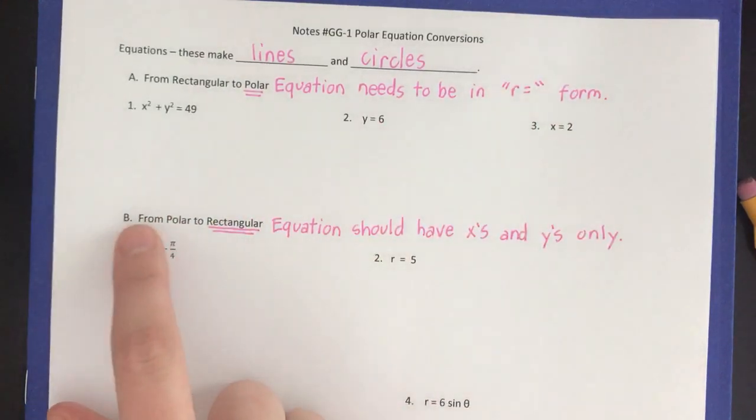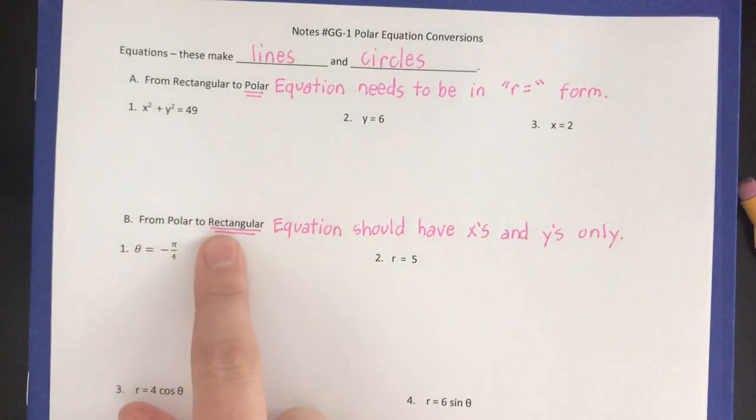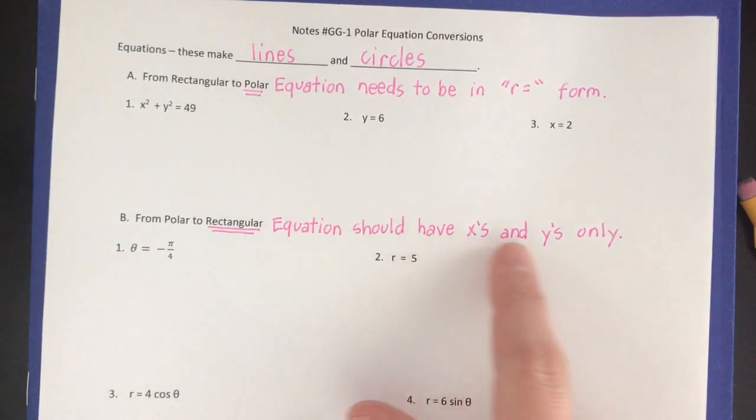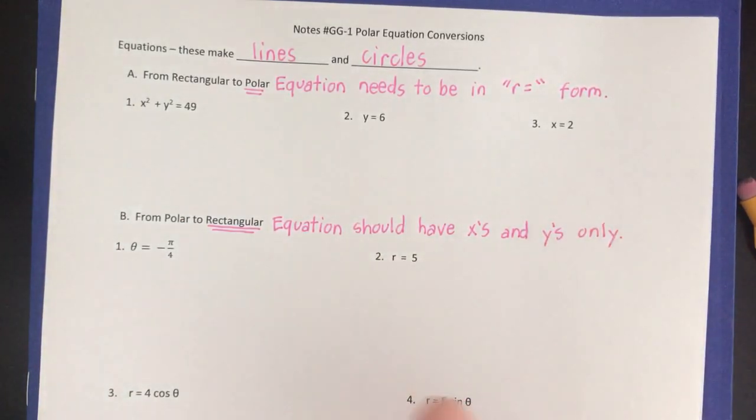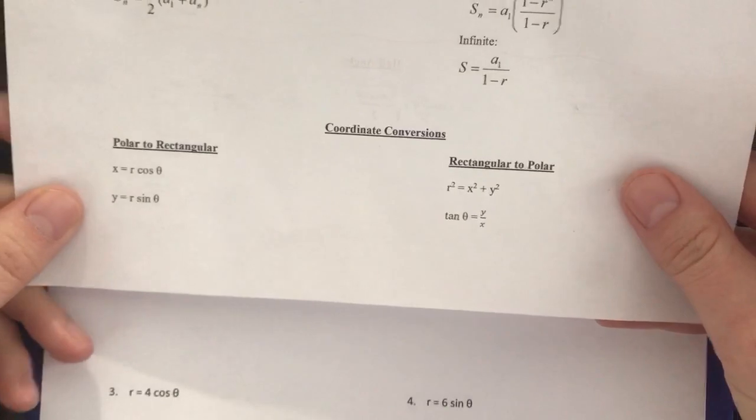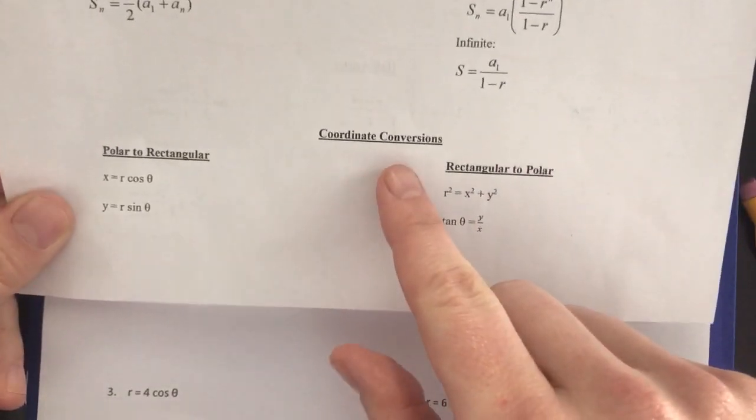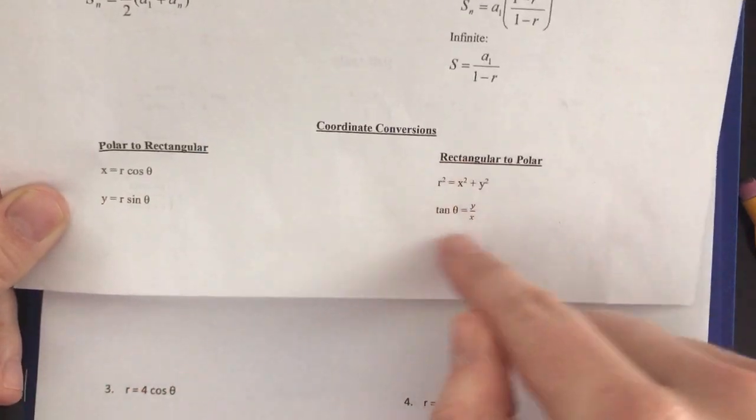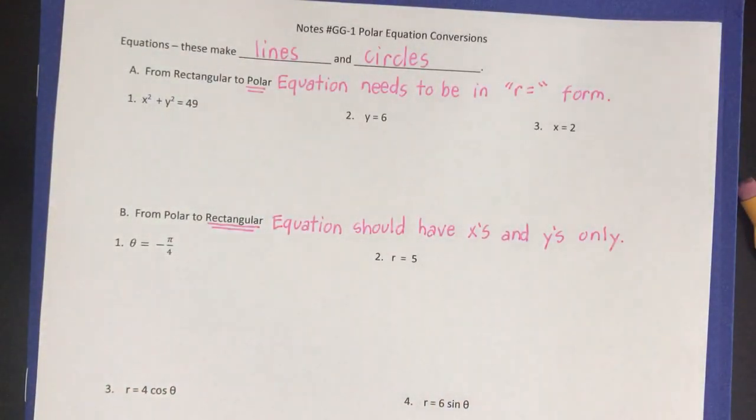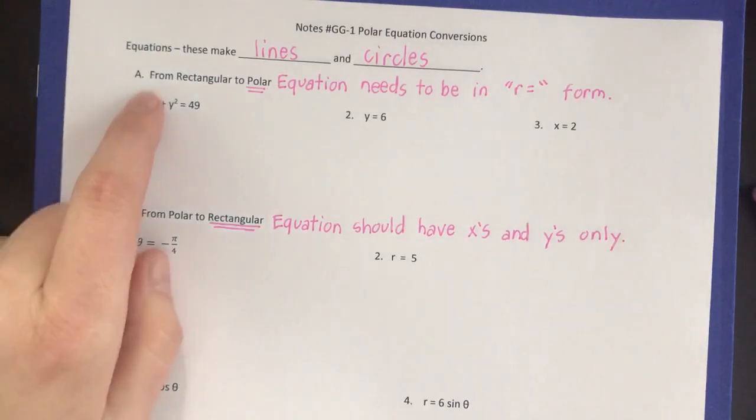In part B, when we're going from polar to rectangular, our equation should have x's and y's for variables only. No more r, no more theta. To go back and forth, we're going to use our coordinate conversions at the bottom of our formula chart. So let's start with number 1 in part A.